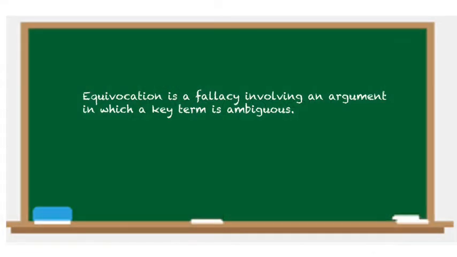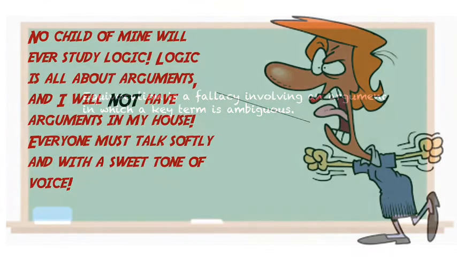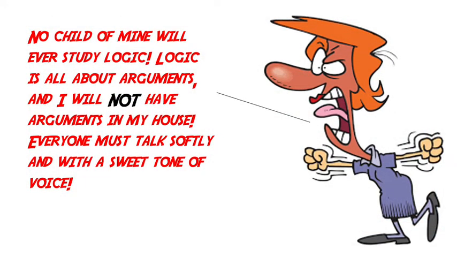So here's our definition as a fallacy. Equivocation is a fallacy involving an argument in which a key term is ambiguous. Just as we said, we're kind of giving equal voice to a word when in fact a word is used in two different ways or in ambiguous ways. So here's our example of logic. The woman is just screaming, right? She's shaking with anger. No child of mine will ever study logic. Logic is all about arguments, and I will not have arguments in my house. Everyone must talk softly and with a sweet tone of voice.